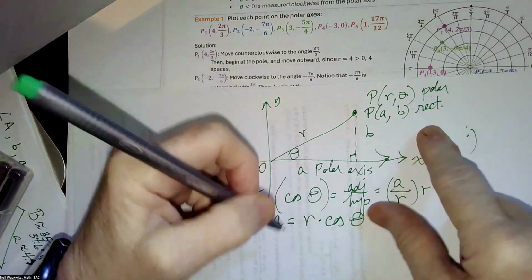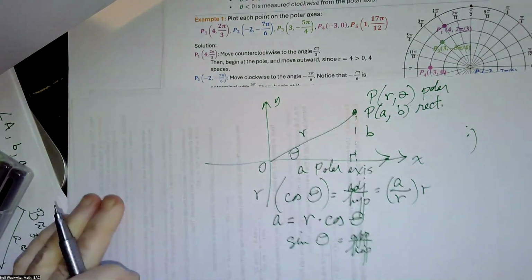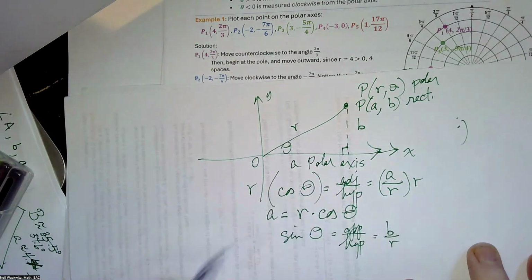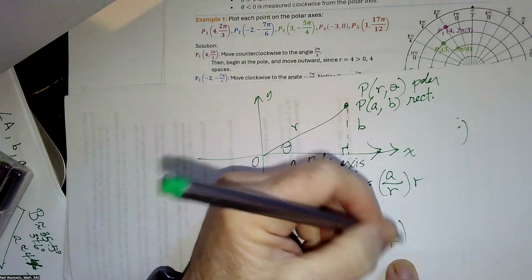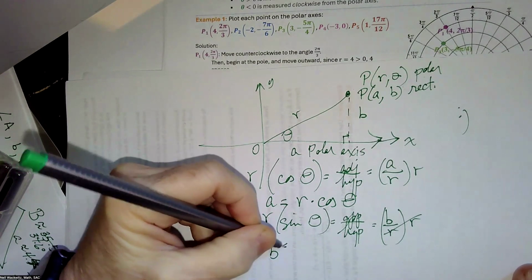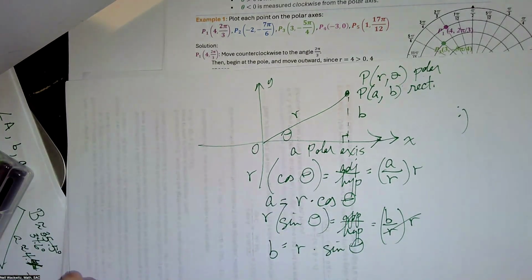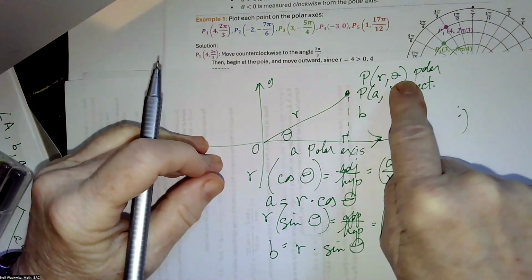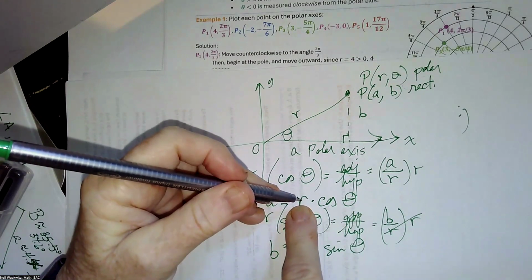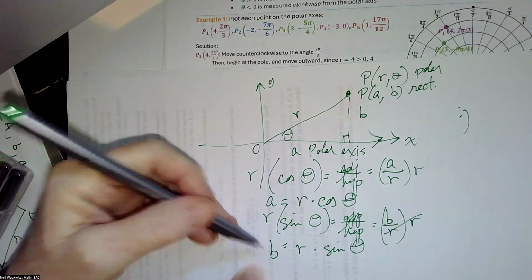And b, well, I know that the sine of theta is opposite over hypotenuse. Opposite is b, hypotenuse is r. If I multiply both sides by little r, I get b, and we see that b, the vertical distance, is r times the sine of theta. So if you start with polar coordinates, you can move to rectangular coordinates by finding the cosine of the angle and multiplying by r, and then finding the sine of theta and multiplying by r, and that'll give you the x and then the y coordinate.